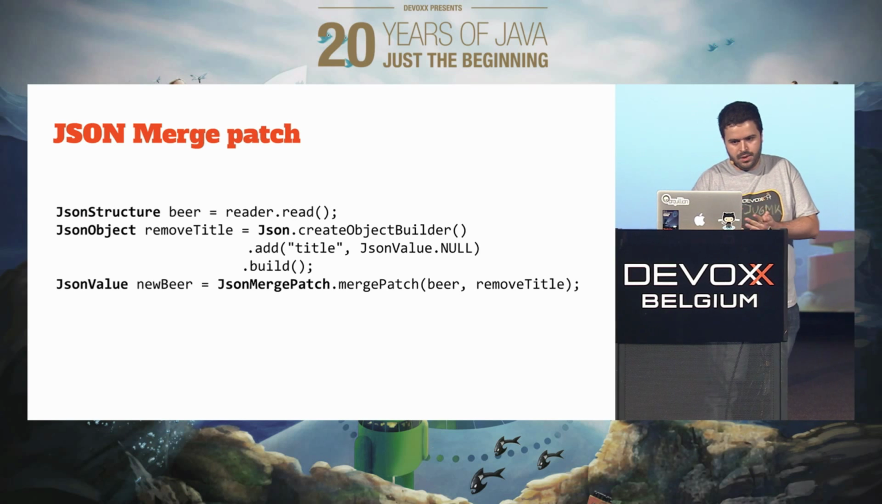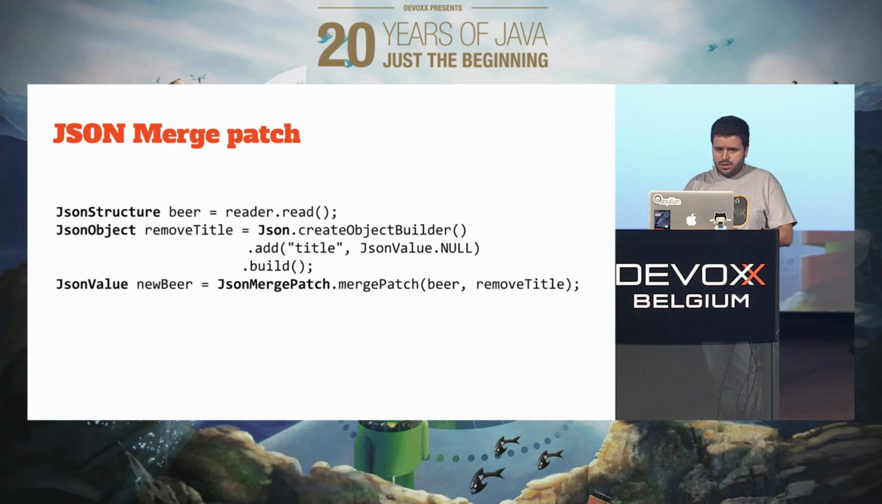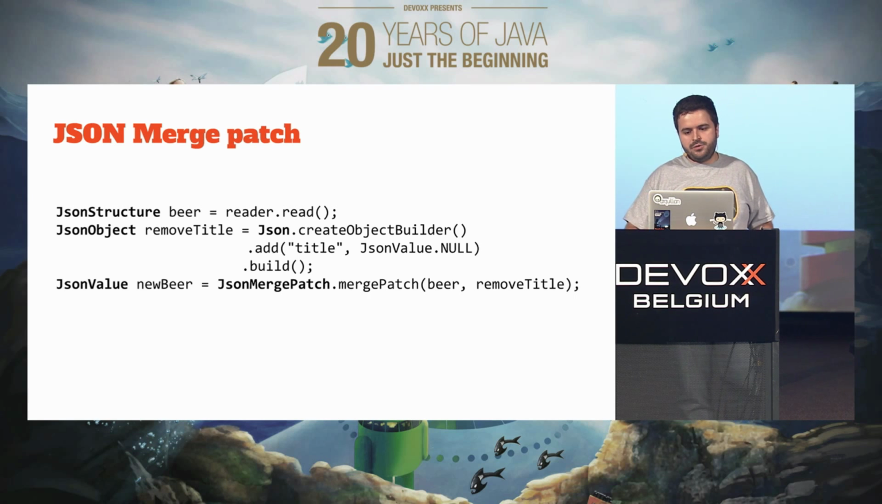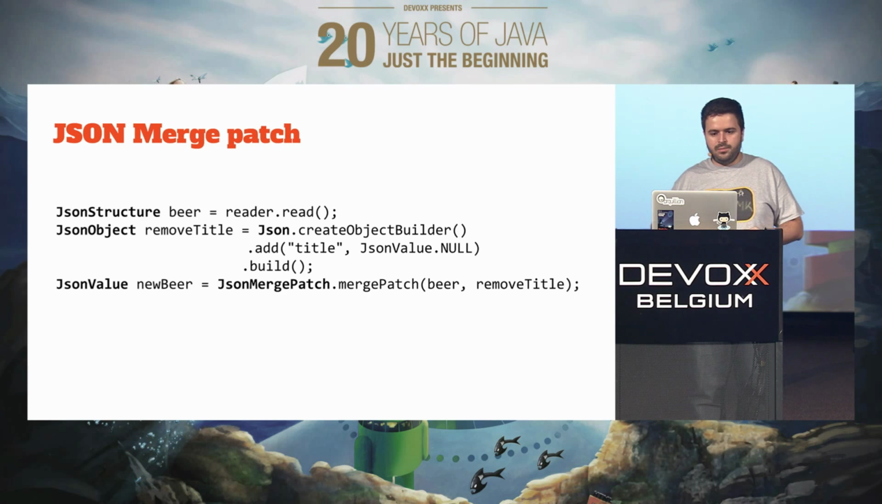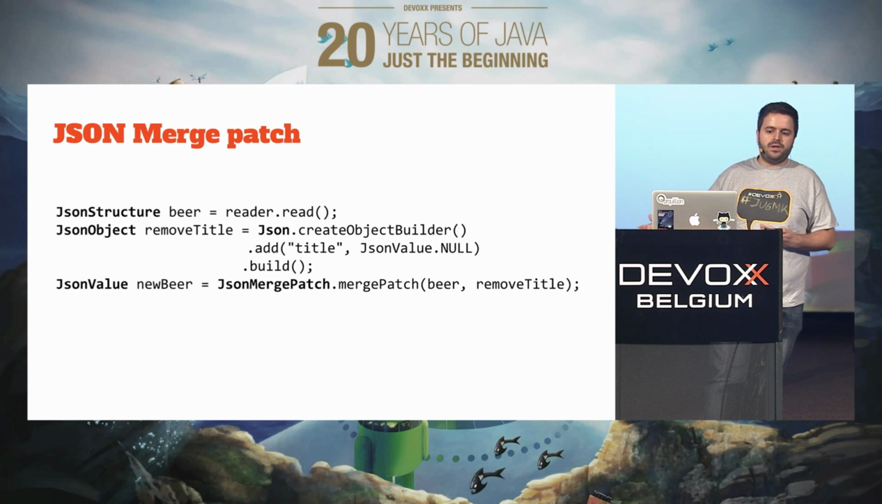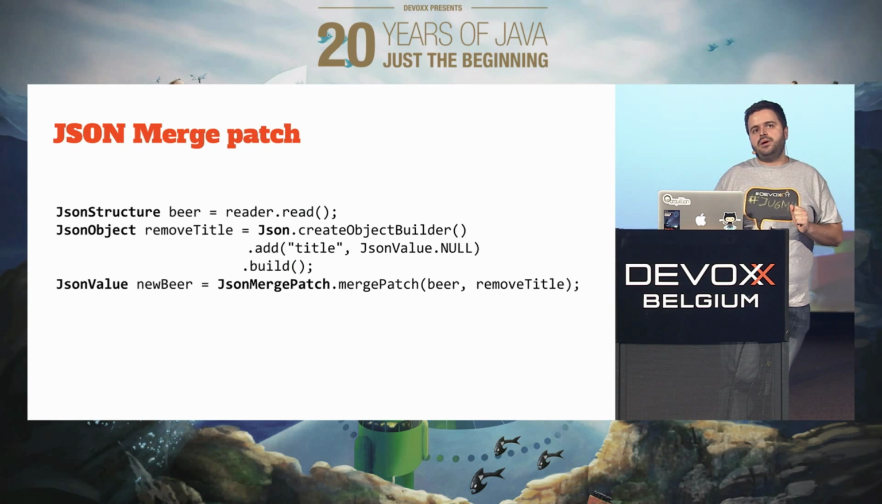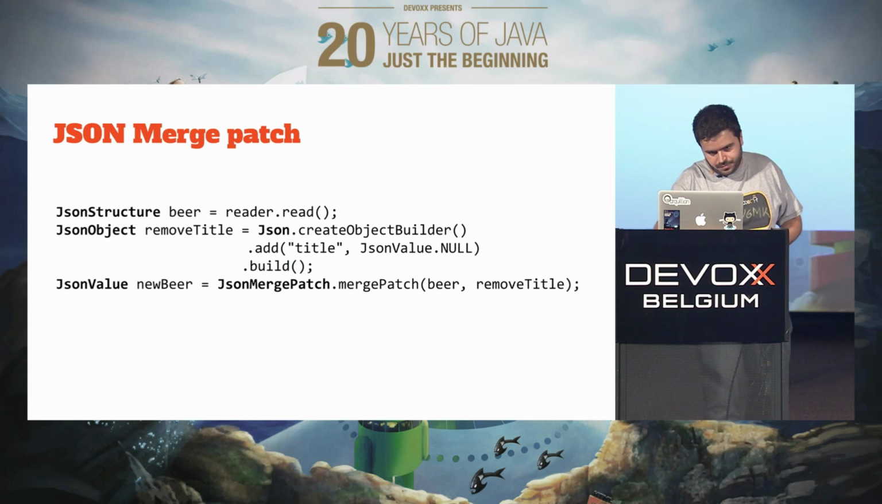So how does this look in the API? We have this JSON structure beer, and we say remove title. So we create an object that will do the operation itself: title equals null. And then we say merge patch to the beer object. So we say to the beer object, you're going to remove the title. That's the actual operation that we're going to do. Keep in mind that this is intended to be a low-level API. Technically, if you don't need to do low-level operations, this should in theory be done automatically.